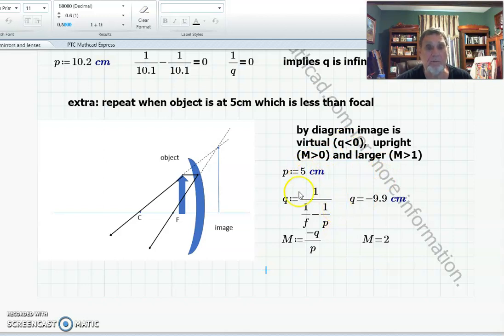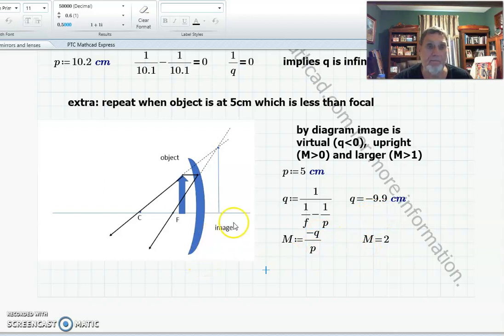So you plug in your 1 over f minus your 1 over p. That's a 5 now. And you can work in centimeters, by the way. You can leave them all centimeters. And get a minus 9.9, as we said, negative means virtual. And you get an image bigger than 1.